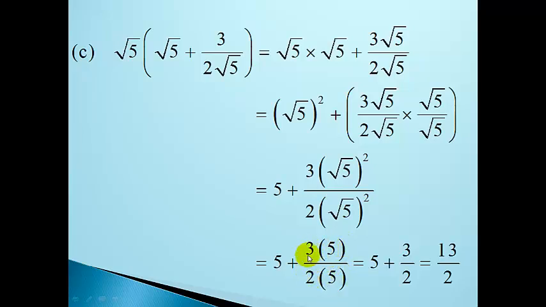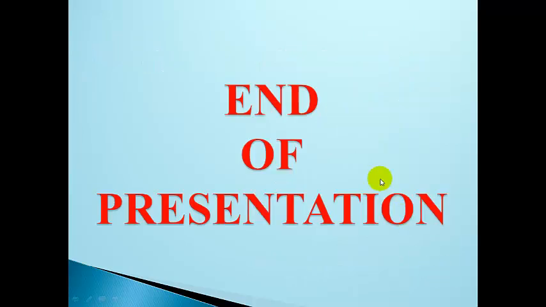3 over 2. Now 3 over 2 plus 5 will be equal to 13 divided by 2. This is the end of our presentation on surds.